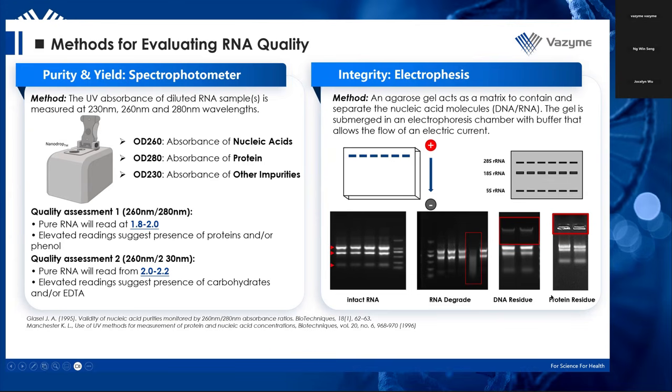And if there are protein residues, usually the proteins will be stuck inside the well itself. Of course, you will see a little bit of smearing here and there, but smearing is quite common unless it's very serious like this. If it's a light smear, it is acceptable because, as we mentioned just now, RNA is very fragile and prone to degradation. So light smearing is acceptable, as long as it's not fully smeared like this one.